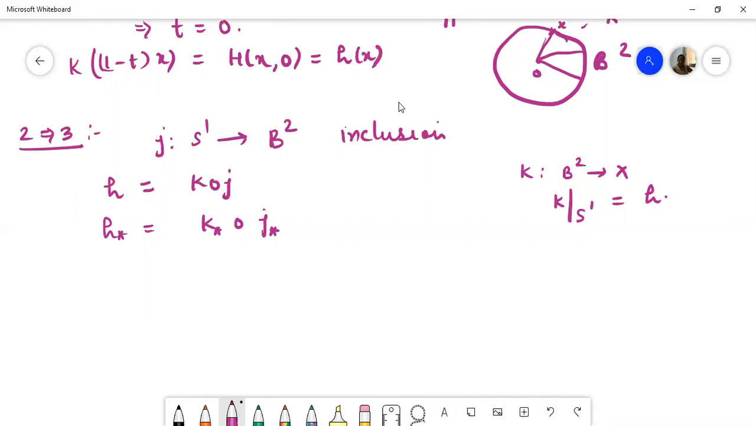It means k star circle j star is also a constant map, because the range space of j star is trivial, and the image of that element under k star will be just a constant. So h star is trivial.